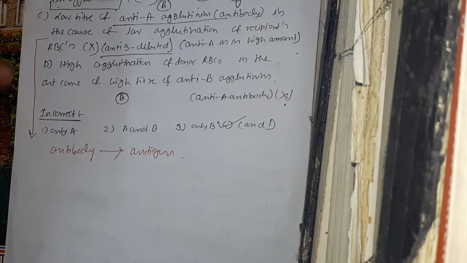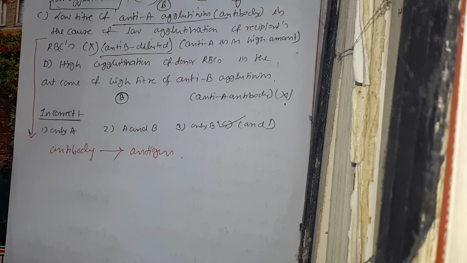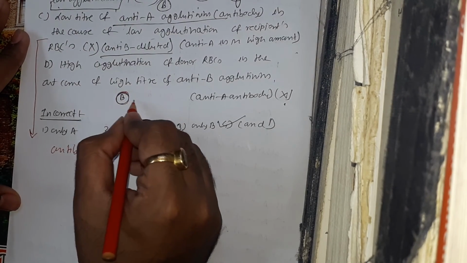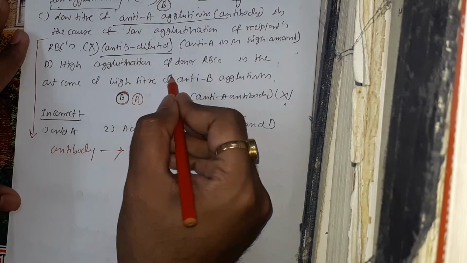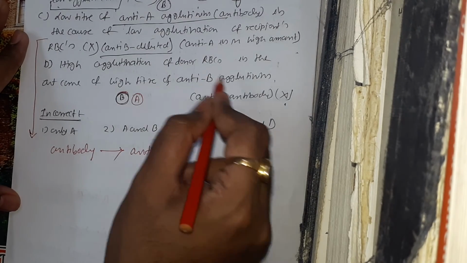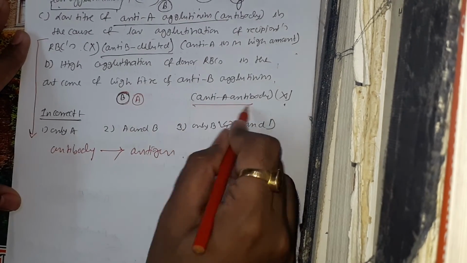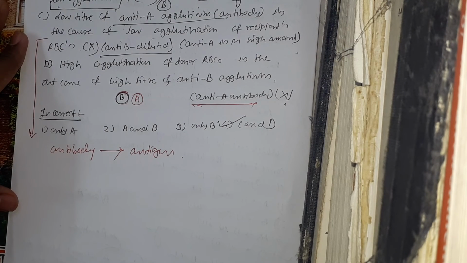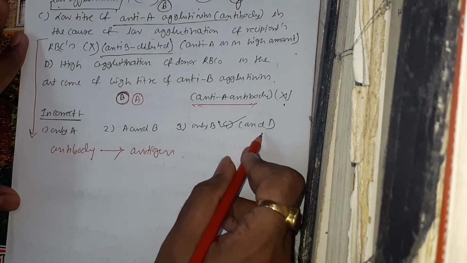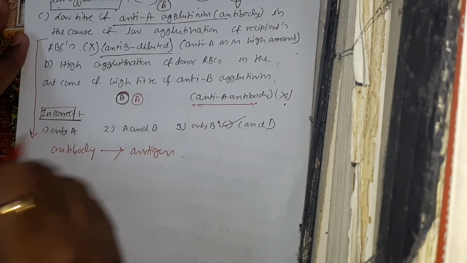So it will be again a wrong statement. A high agglutination of donor RBC is an outcome of high titer of anti-B agglutinin. So high titer of anti-B agglutinin means our recipient is B, so the recipient's antibody will be A. So high agglutination of donor RBC is the cause of higher titer of anti-B agglutinin. This is also wrong because we are only talking about anti-A antibody. So our correct answer will be 4, that is C and D, because they are asking us only to find the incorrect statements.